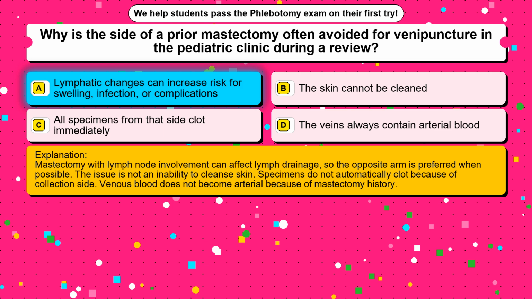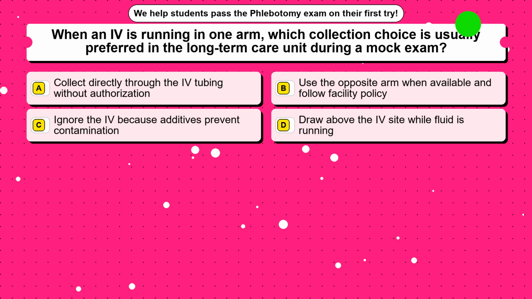Question 38. When an IV is running in one arm, which collection choice is usually preferred in the long-term care unit during a mock exam? Option A. Collect directly through the IV tubing without authorization. Option B. Use the opposite arm when available and follow facility policy. Option C. Ignore the IV because additives prevent contamination. Option D. Draw above the IV site while fluid is running.